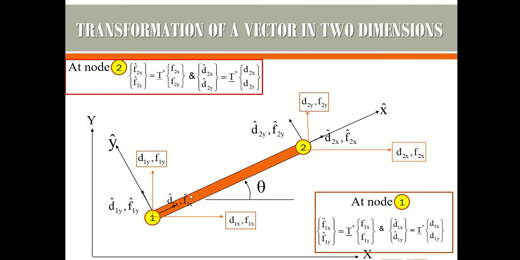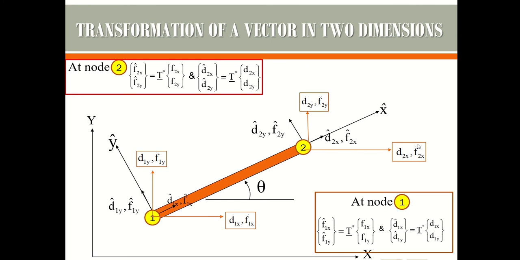Similar to the local force, the force at node 1 for the local coordinate axis is in the direction of the local x axis. The force in the global coordinate axis is this one, without the cap, similar to the rest. This one is for the global y axis. This one is in the direction of the local coordinate axis, the displacement and the force for element 1, similar to node 2.